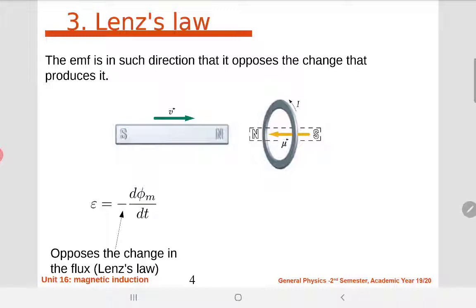This is the minus sign that appears here, and this is the part that we call Lenz's law: the electromotive force is in such a direction that it opposes the change that produces it.